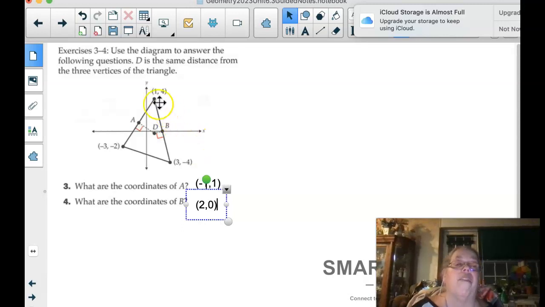Okay, so what I did was I figured out the midpoint. I added these together. 3 plus 1 is 4. 4 divided by 2 is 2. That's the midpoint formula. It's x1 plus x2 over 2, comma, y1 plus y2 over 2. Okay?